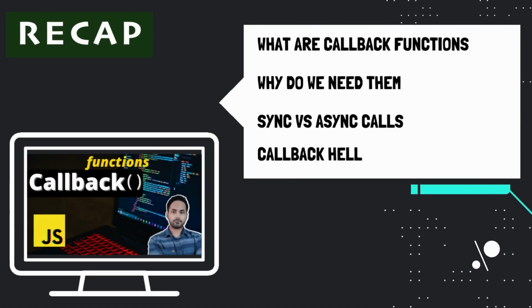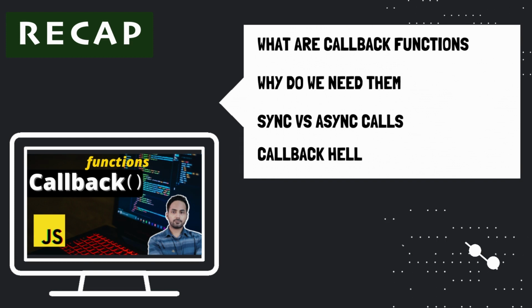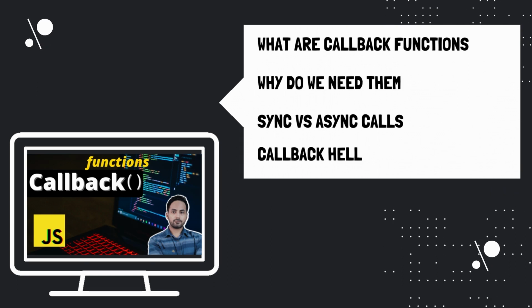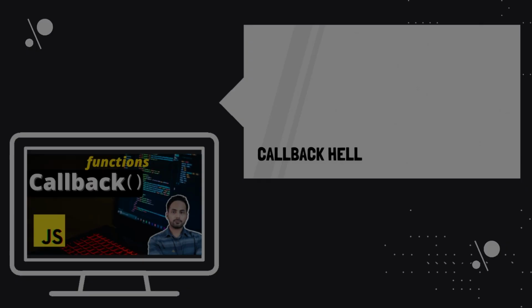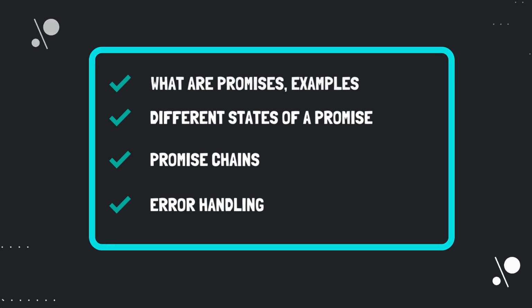In my previous video, we have seen what callback functions in JavaScript are, why we need them, and how they can become problematic and lead to callback hell. That's where I mentioned promises. So in this video, we are going to look at what promises are, try to understand them with simple examples. We'll see the different states of a promise object, how you can create chains of promises, and finally we'll see how we can handle errors with promises.